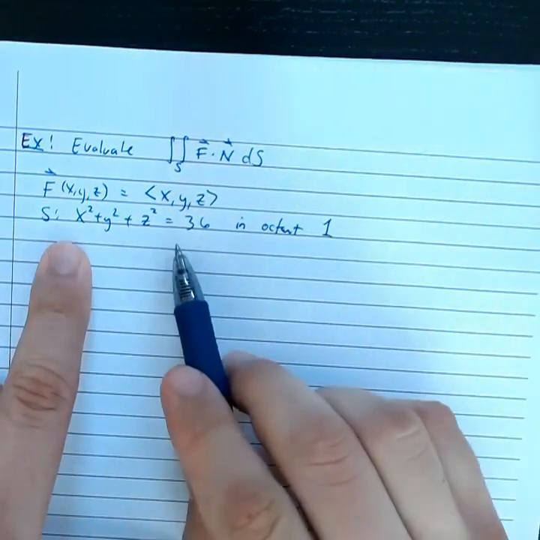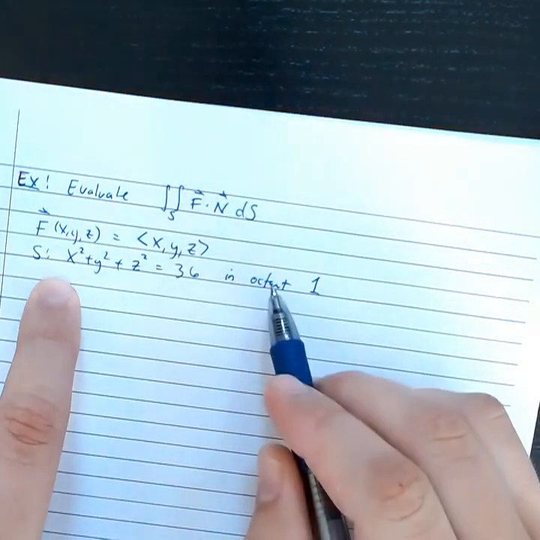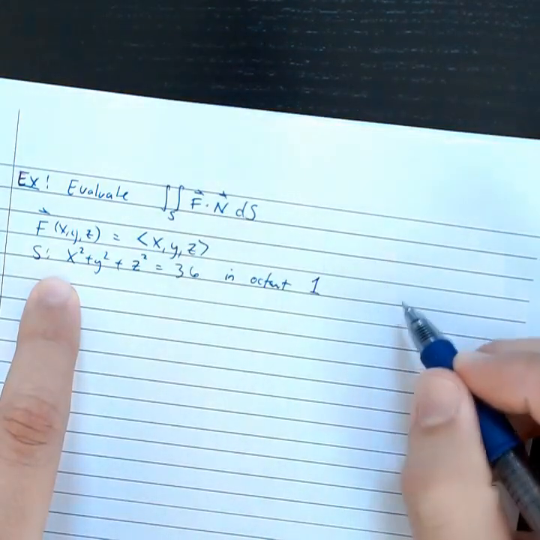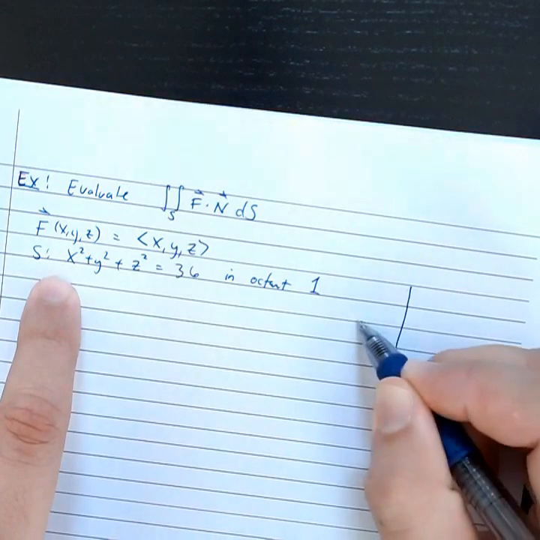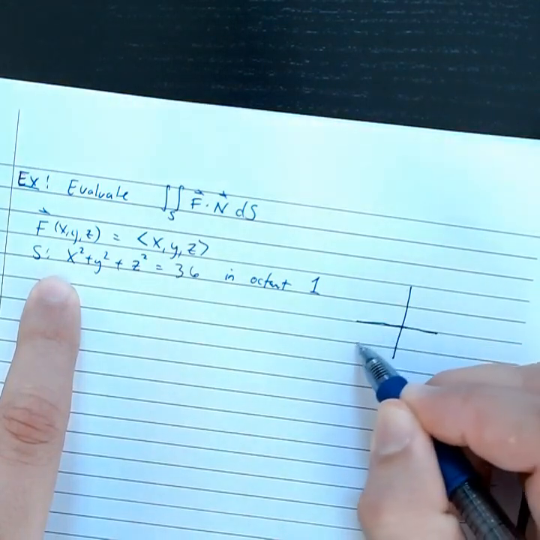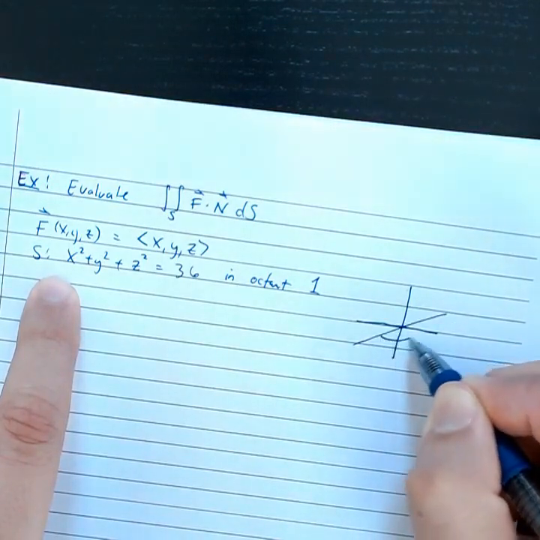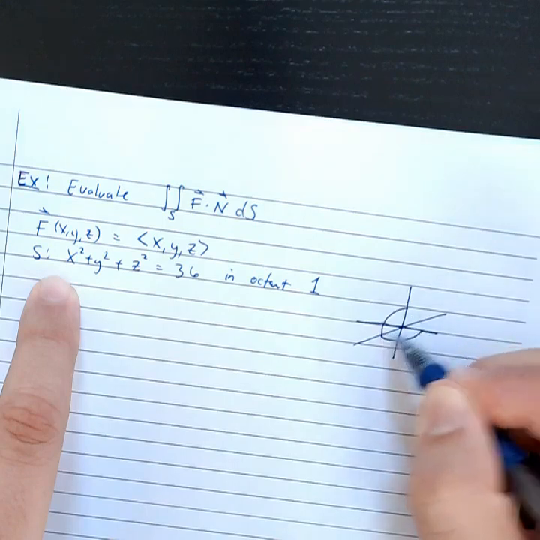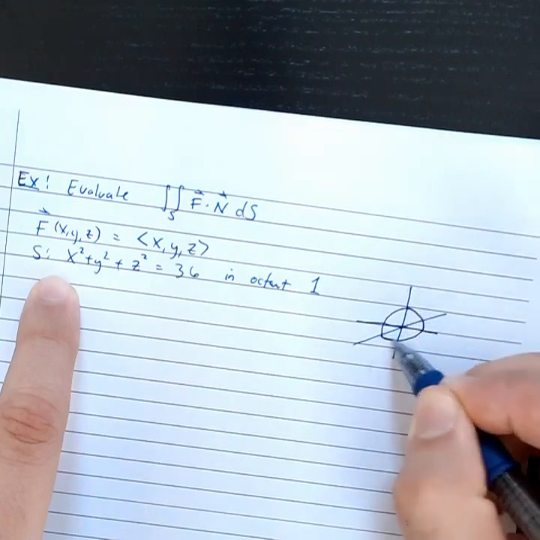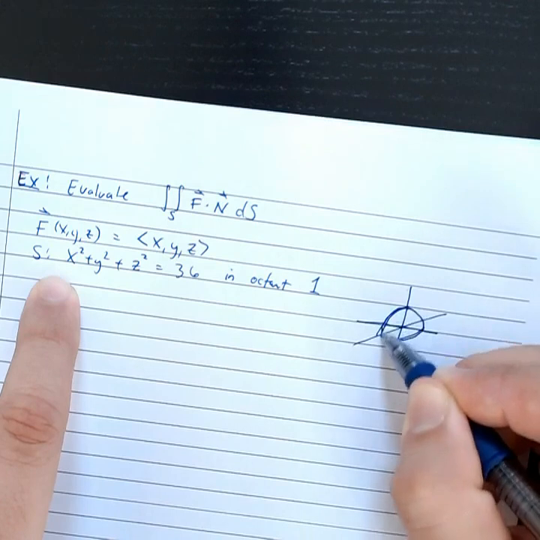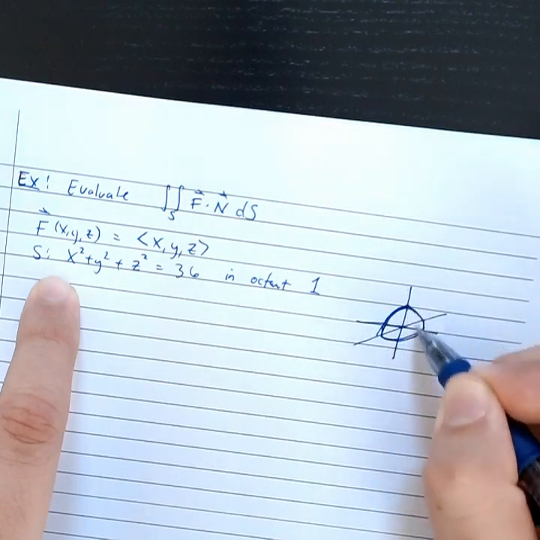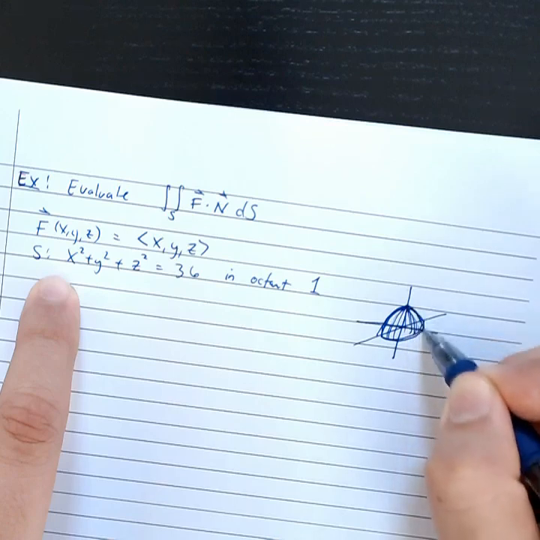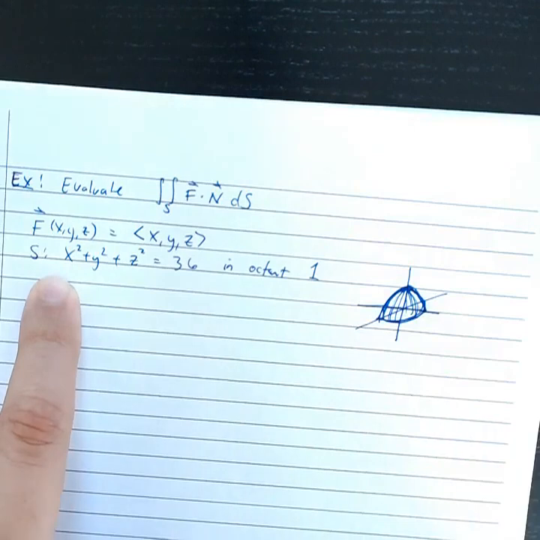Here we have a sphere of radius 6, but notice we don't want the full sphere. We only want the part in octant number 1, so we only want the part of the sphere where everything is positive. So here, here, here, and this way, right? We only want the part of the sphere where everything's positive. All right, so that's 1/8 of a sphere.